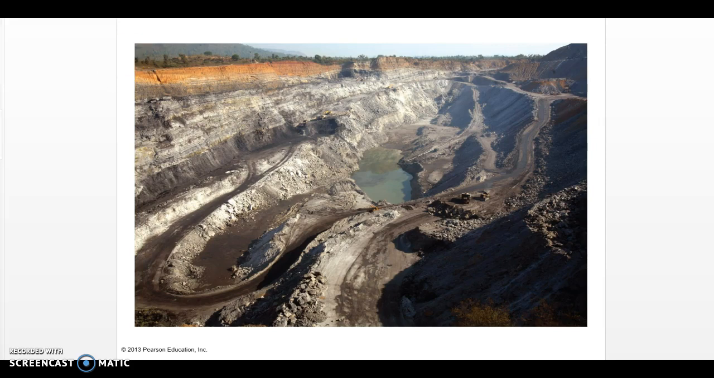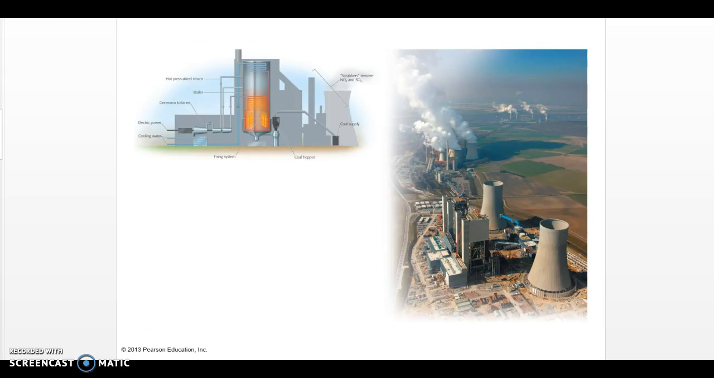You can see here, at one point a mountain existed, and now we've dug all the way down. This is just showing you how it happens. The coal is burned. This is the coal hopper. The coal is burned. It boils water. The steam turns a turbine, and then of course that hot water has to go into a condensing tank to cool down, and then we use it.